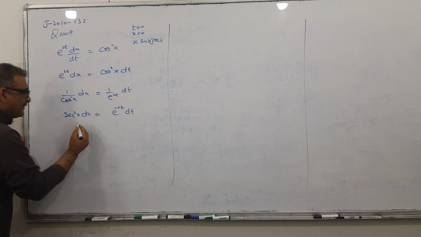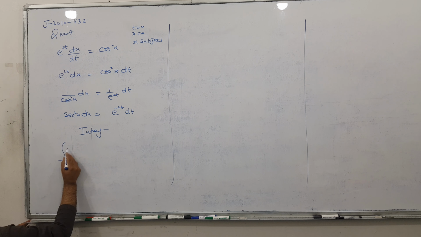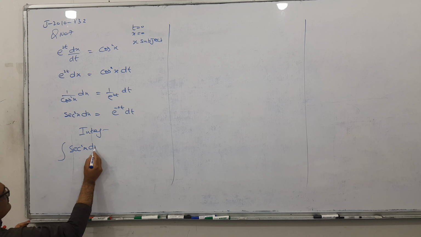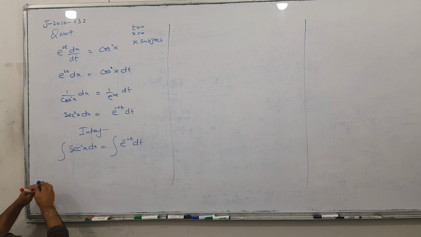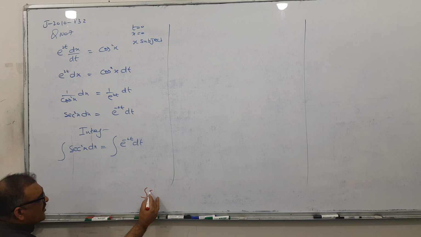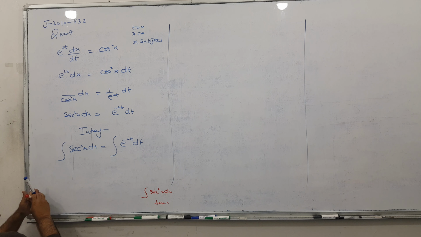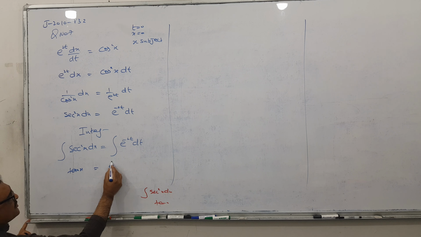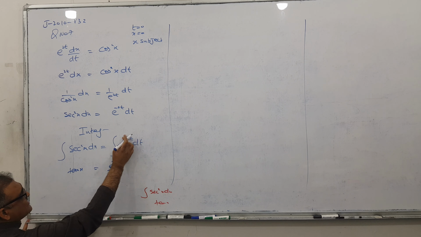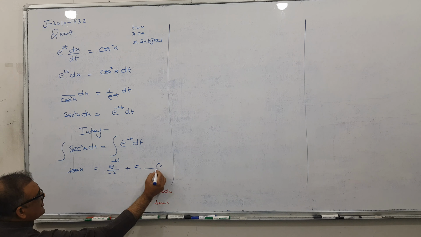Step 1 is over. Step number 2, integrating both sides. So when I integrate both sides, I'll get this kind of thing, and similarly here, as it is. And what is the rule of integration? Integration of secant square x, the answer is tan x. And here e to power minus 2t divided by the power's differentiation, that is minus 2, and plus c, equation number 1.